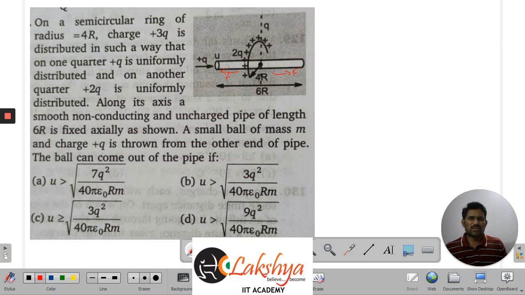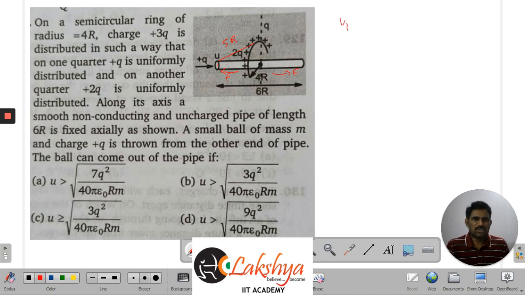So I will write those equations again, initial energy and final energy; the remaining calculation you can do. Before that, we need to write the potential at this point due to this ring. We calculate the distance from this ring to this end of the pipe. This distance will become 3r and the radius is 4r, so I can easily write this distance as 5r, right?